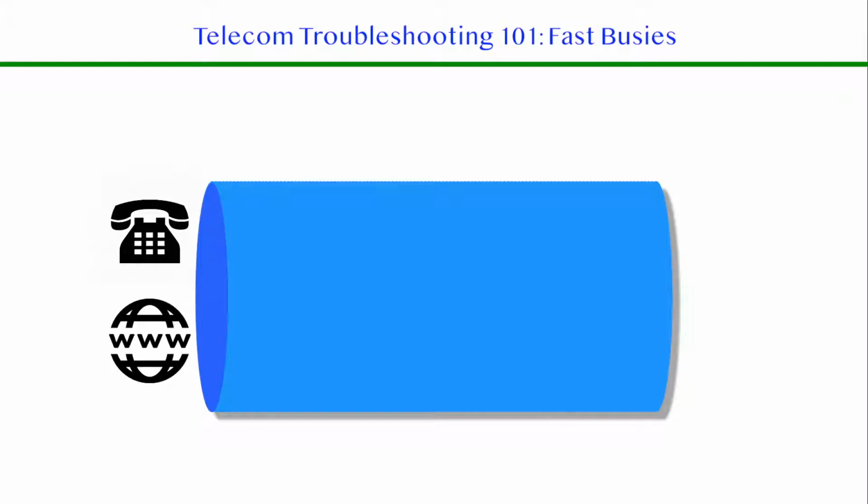Voice doesn't get along well with things like internet, email, or other applications on your network. If it's not isolated on its own cabling or a VLAN, then you're going to run into things like packet loss or collisions or delays, which can often result in a fast busy.